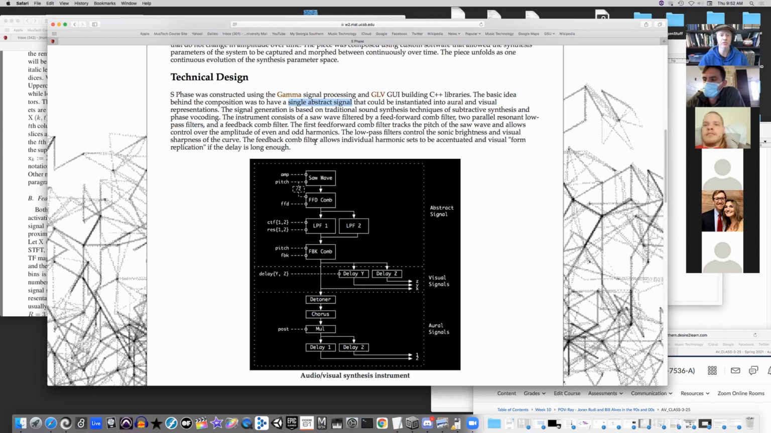The feedback comb filter allows individual harmonic sets to be accentuated, and visual form replication if the delay is long enough. Right, so if this feedback comb filter has a long delay, then we'll see multiple copies because the abstract signal is repeated, as opposed to not being seen as a repetition.